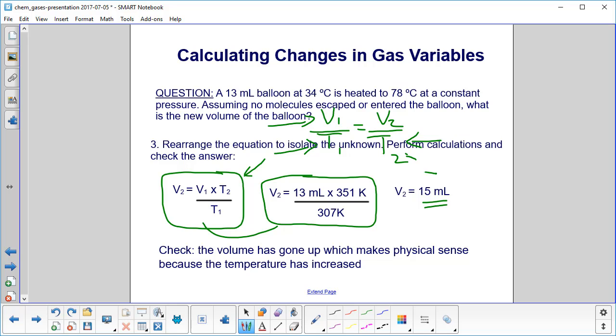Okay, now let's do our check. After that little advertisement for solving for the variable and isolating the unknown, we get 15 milliliters. Does that make sense? Yes, the volume has gone up because the temperature has increased. That was our prediction from the previous slide.